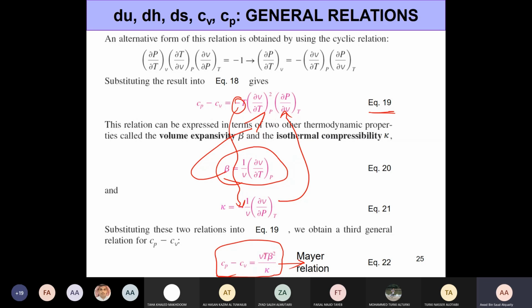Again, if you know the value of beta and kappa at a certain pressure and temperature, then you can easily determine the value of Cp minus Cv. So these are the three different ways in which you can determine Cp minus Cv. Any questions?